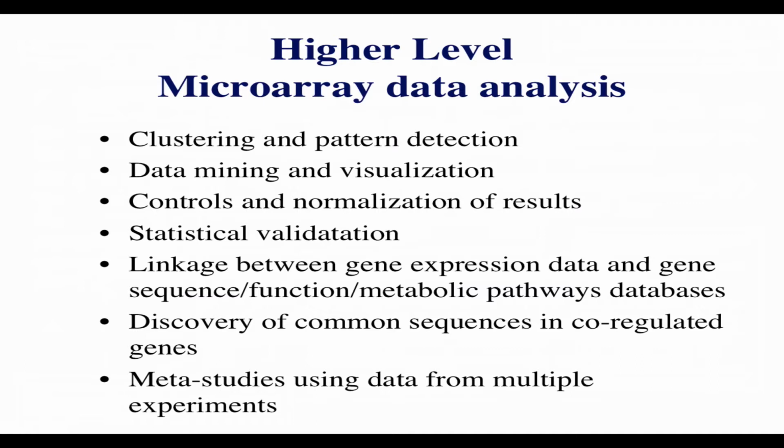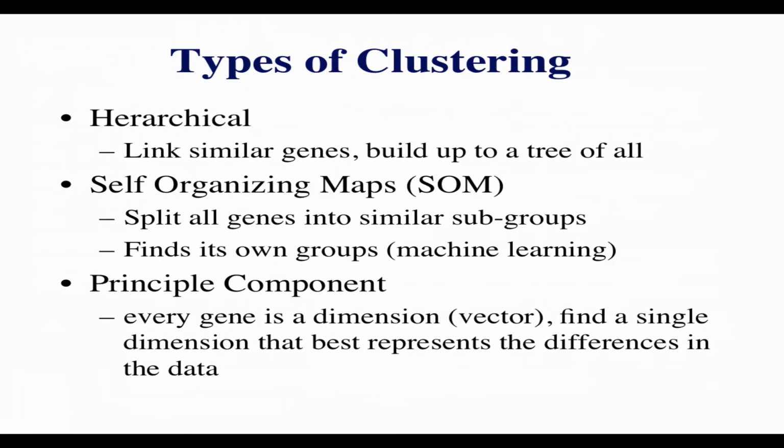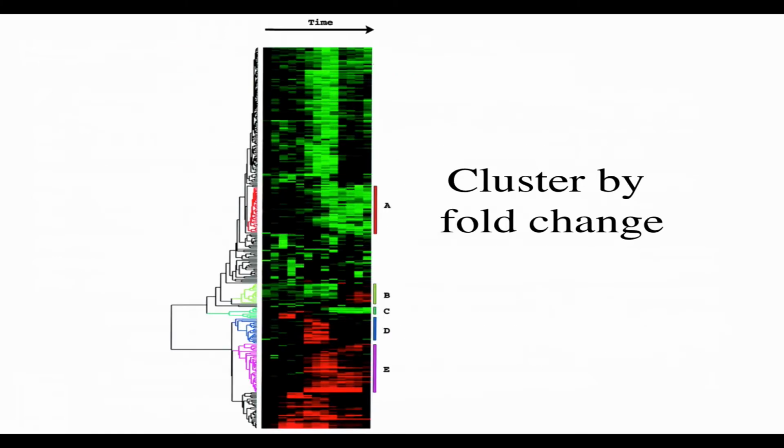Clustering and pattern detection, data mining, statistical validation, meta studies. All right, I'm going to try and get through this somewhat quickly because it's going to be covered a lot of other times in other areas. We can do hierarchical clustering, self-organized maps, and principal components. A hierarchical clustering like this clusters your samples on one axis and your genes on the other. This was invented by Mike Eisen in a pretty popular piece of software that he just called Cluster.